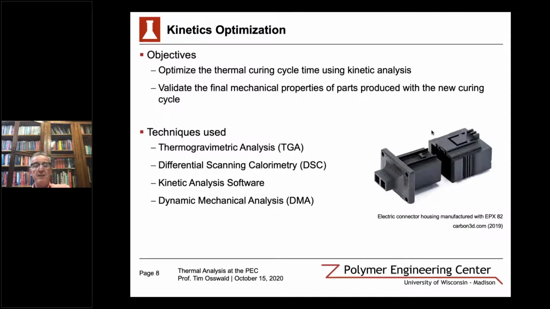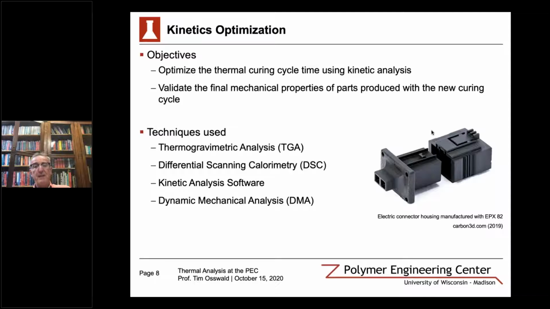And so the objectives of this particular project was to optimize the thermal curing cycle time using a kinetic analysis, and then validate the final mechanical properties of the parts produced with a new curing cycle. So we want to cure it faster, but we don't want to have parts that sag. We don't want to have parts that have too high residual stresses, and we want to have parts that actually have the same mechanical and thermal properties. And so that was the main goal of our projects.